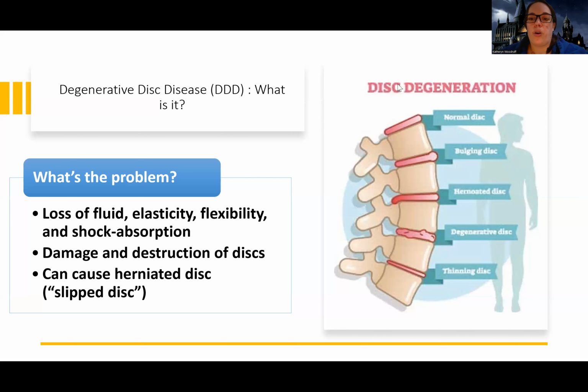Like this picture shows, they can be bulging, they can herniate, they can start to break down, they can get thin. But degenerative disc disease specifically is where they lose fluid, elasticity, flexibility, and that shock absorption. It's kind of like having arthritis, which we haven't talked about yet, but effectively you're losing that shock absorption. So everything is going to be so much more painful and difficult because you don't have your cushion or your support for your spine. The discs start to break down and can lead to some very severe pain, especially when they become slipped or herniated or go to the wrong places.